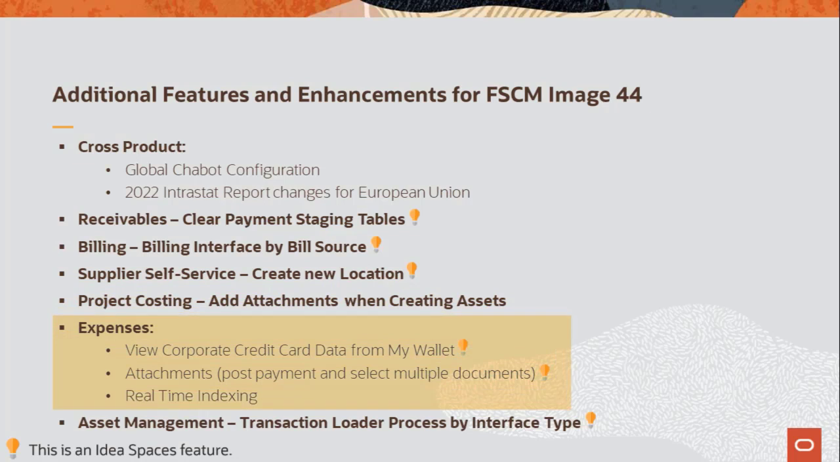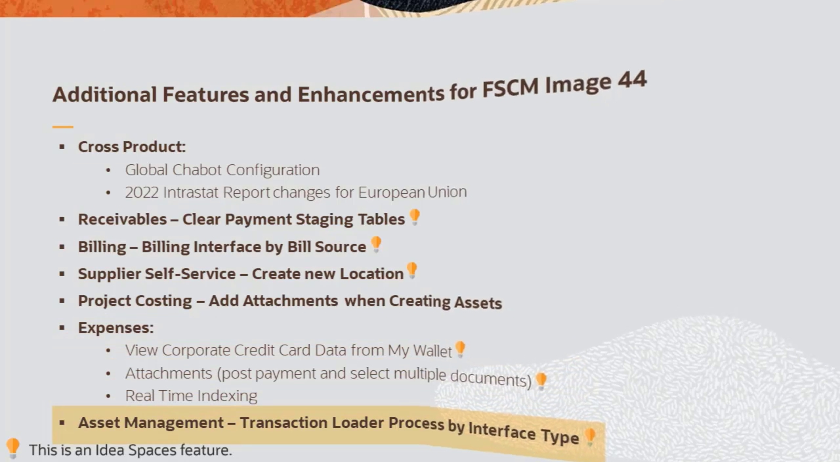For expenses, you can view corporate credit card data from My Wallet in Fluid, select multiple documents in one attachment upload, attach documents after an expense report is paid, and generate indexes in real time. And for asset management, you can run the transaction loader process by interface type.